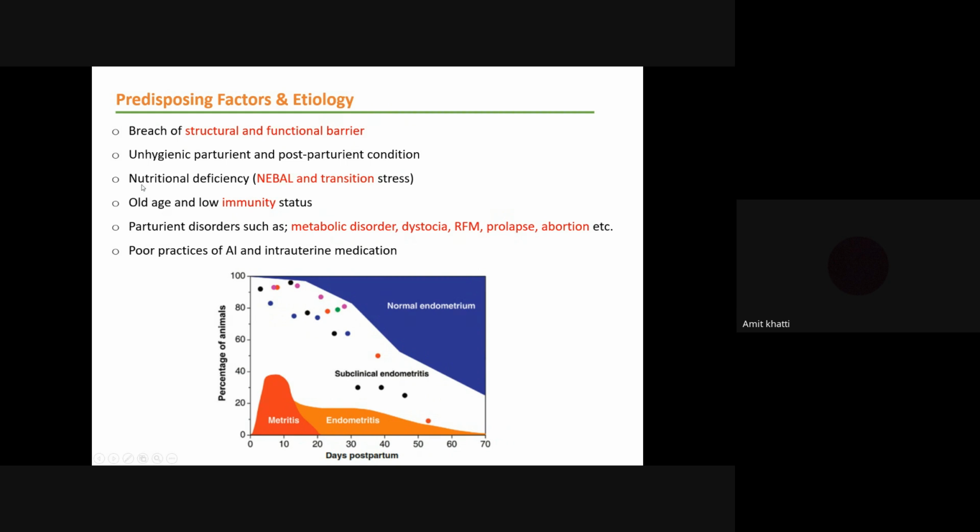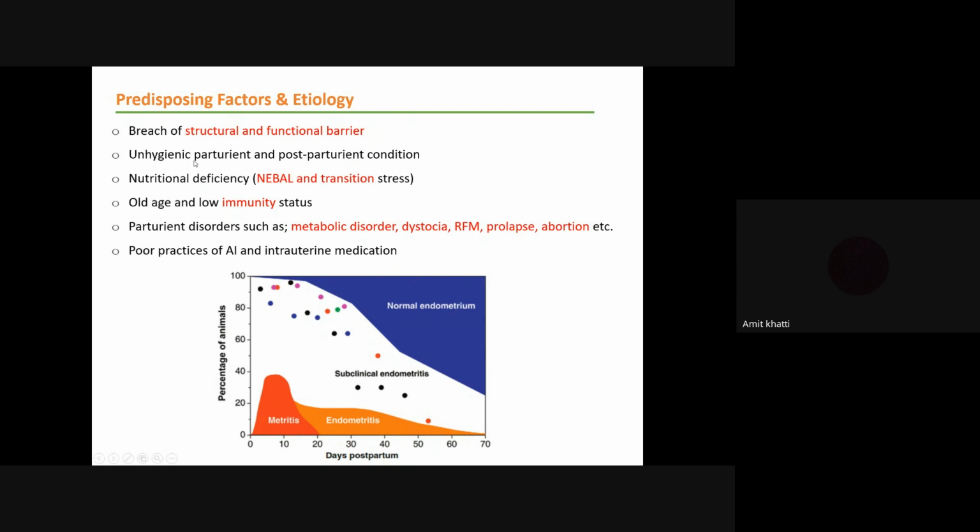The third predisposing factor is nutritional deficiency. As we can say, this is a very critical physiological stage of the animal, and the animal is likely to face negative energy balance in the postpartum period, because during this particular period milk production is supposed to increase or resume. Okay, so maximum energy will be consumed in the production of milk, or in nurturing the newborn also.